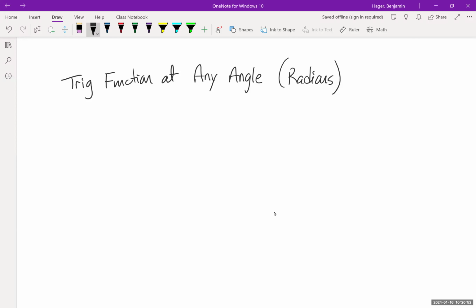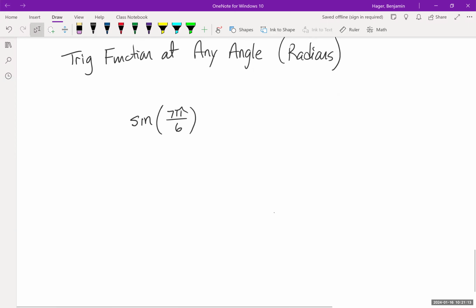In this video, I just want to show an example of how to evaluate trigonometric functions for some angle in radians, just to walk through the steps and remind us of the tools we have available. So let's suppose that you are asked to evaluate sine of 7 pi over 6. So you're given some angle in radians.